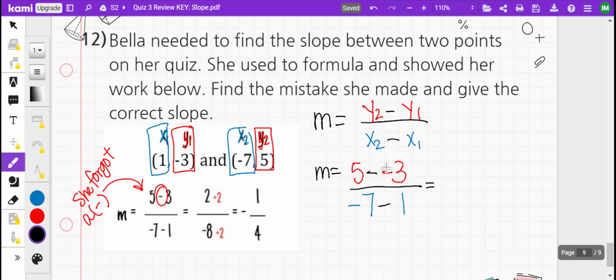So 5 minus negative 3, these become a positive, which makes it 5 plus 3, which is 8, over negative 7 minus 1, which is the same thing as negative 7 plus negative 1, which is negative 8. And if I simplify this, we get that our slope is negative 1.